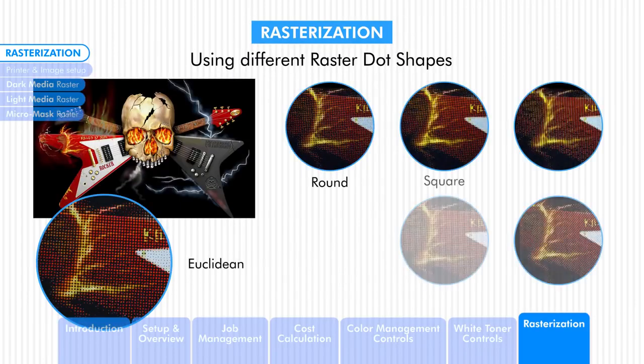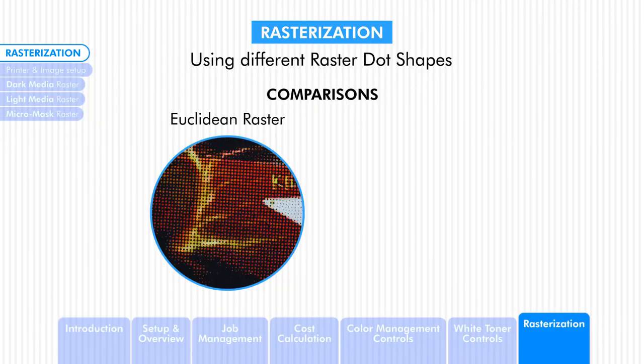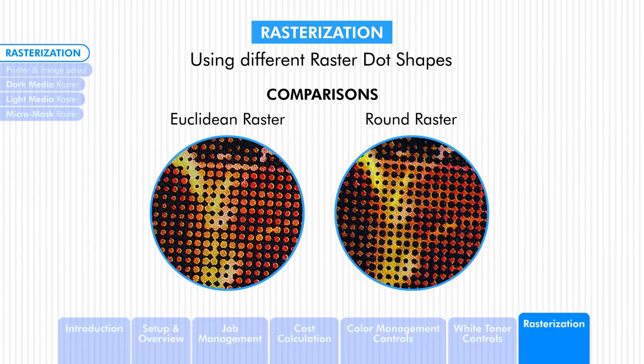You can choose from 7 different raster dot shapes. Each dot shape looks different, providing a unique look to your design. The dot shapes we have are Euclidean, round, square, line, pincushion, rhombus, and elliptical. Euclidean is our standard dot raster shape. It is similar to the round dot shape in that it produces round dots, but in some cases it is inverted.